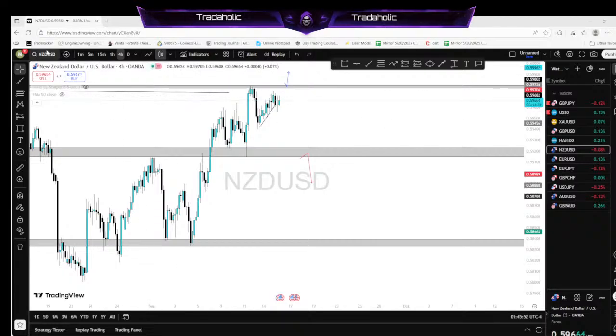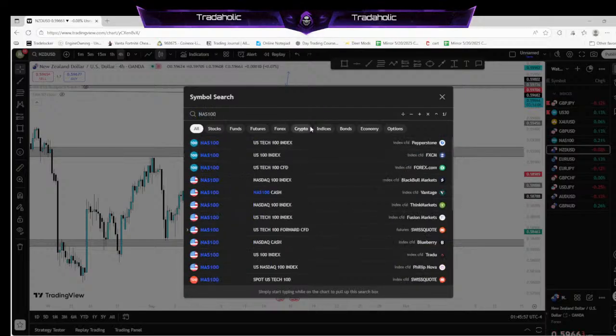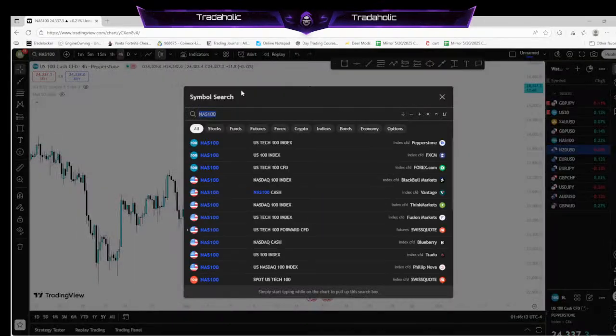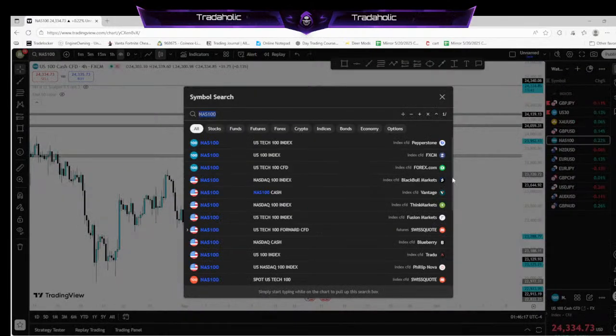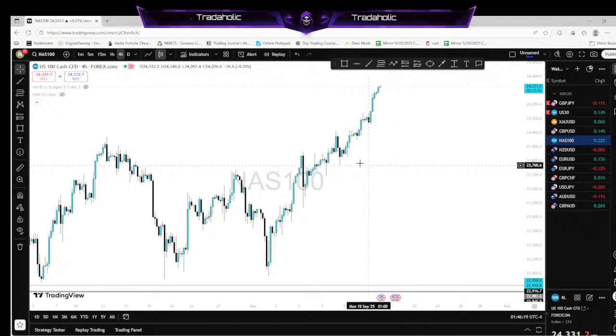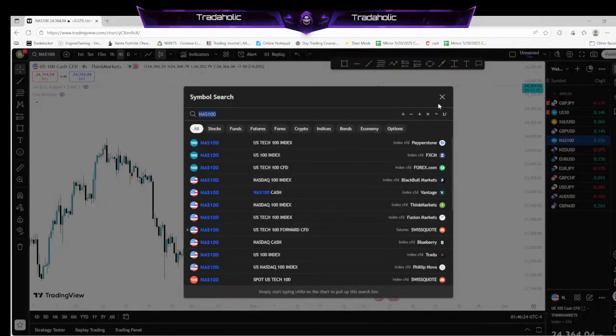So when you're looking at NASDAQ, go here and type in NAS 100. All of these different brokers you see here are different price action providers. Depending on which one you pick, you will see gaps. If I pick Pepperstone, you see no gaps here. If I pick FXCM, you see no gaps here. That's the one I mainly use. Forexmarket.com, no gaps.